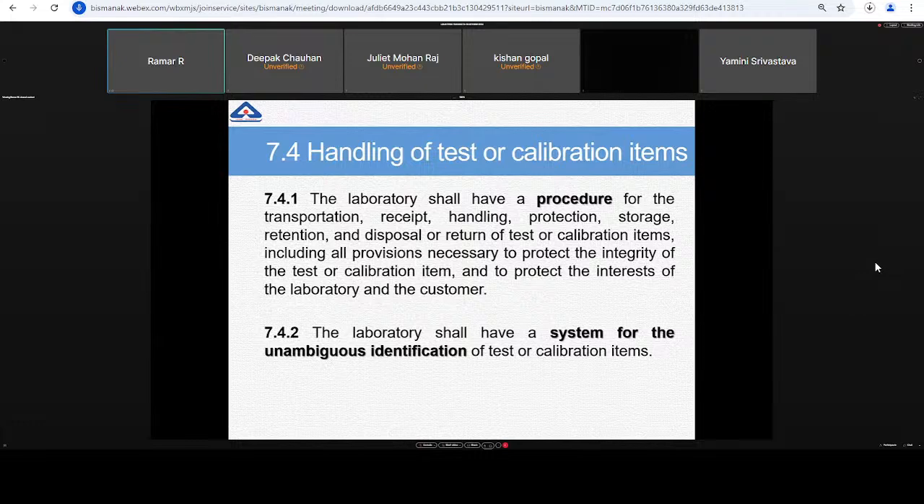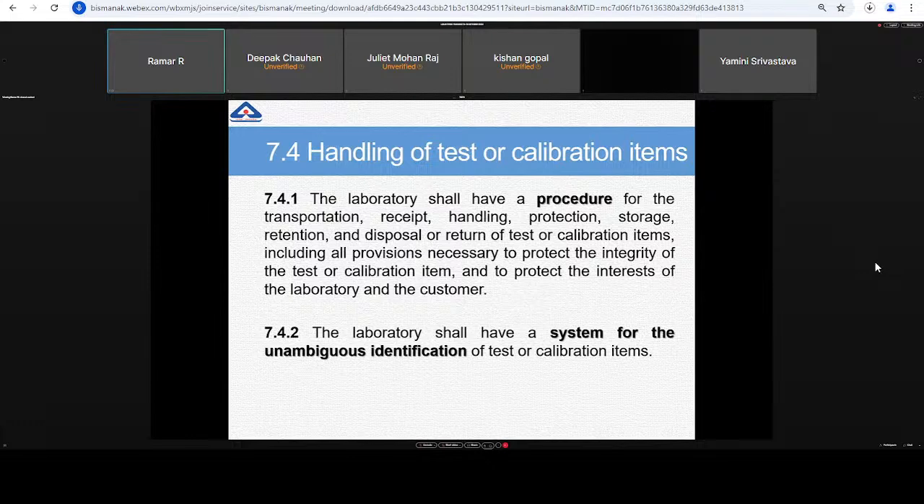And sometimes we have to return the item to the customer, especially calibration items. It has to be returned to the customer. So how that is being returned, and if it is not returned, then we have to dispose the sample after a retention time. How are we going to dispose it? So in all these procedures, ultimately we have three things we have to consider. One is the integrity of the item. Another is the interest of the laboratory as well as the customer. So everything must be taken care of. As per that, you have to make a procedure and you have to implement it.